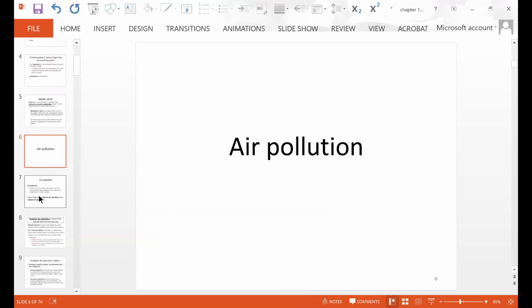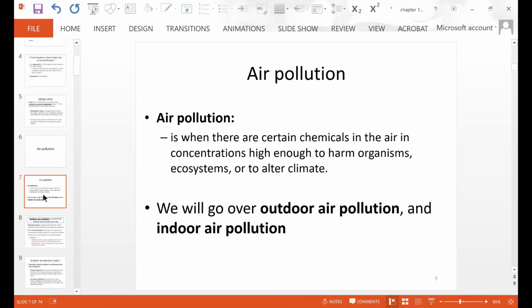And now we will talk about air pollution. Air pollution is when there are certain chemicals in the air in concentrations high enough to harm organisms, ecosystems, or to alter the climate. We will go over outdoor air pollution, and then we will discuss indoor air pollution.